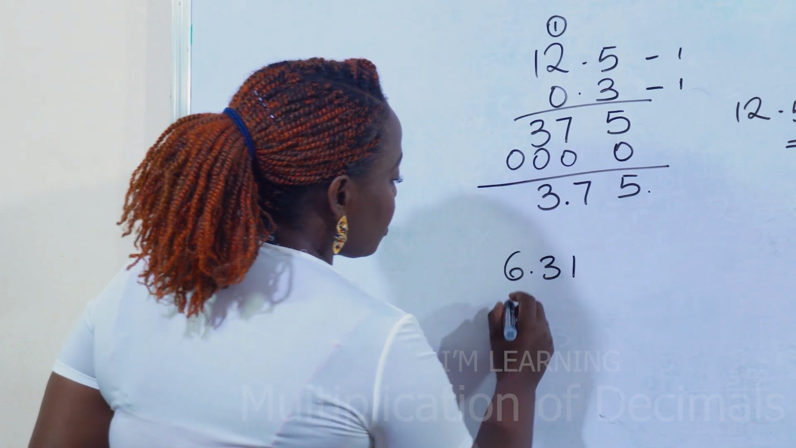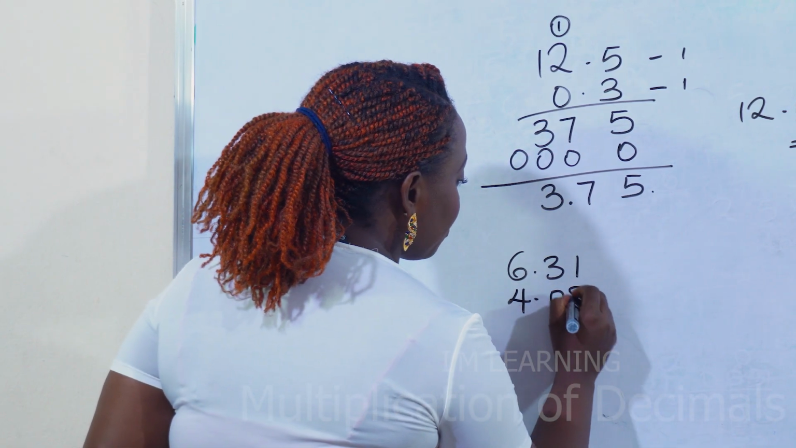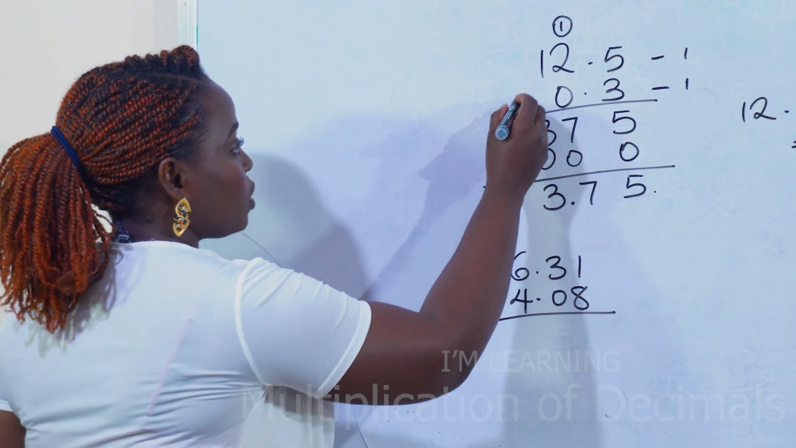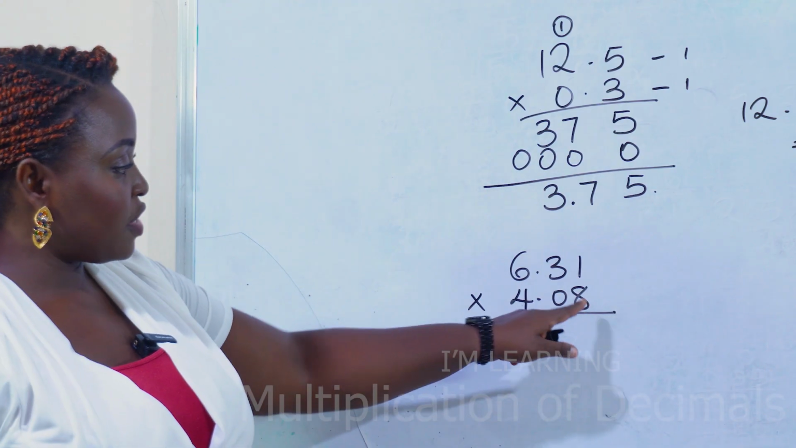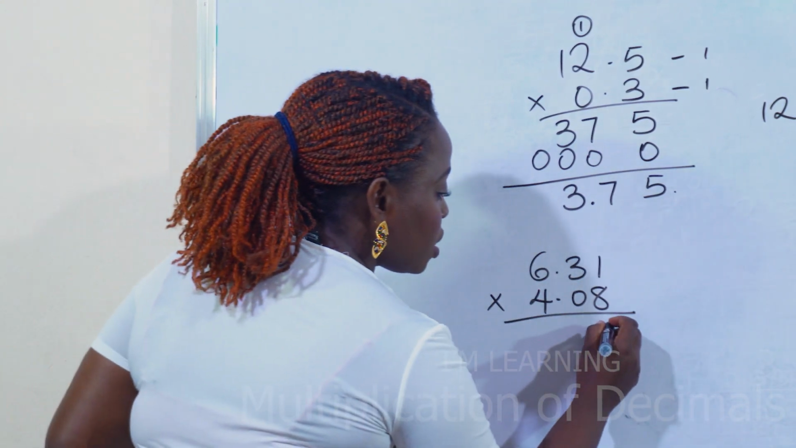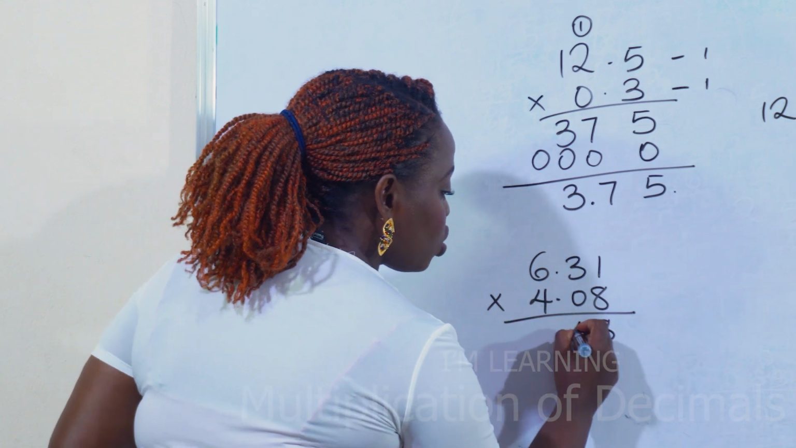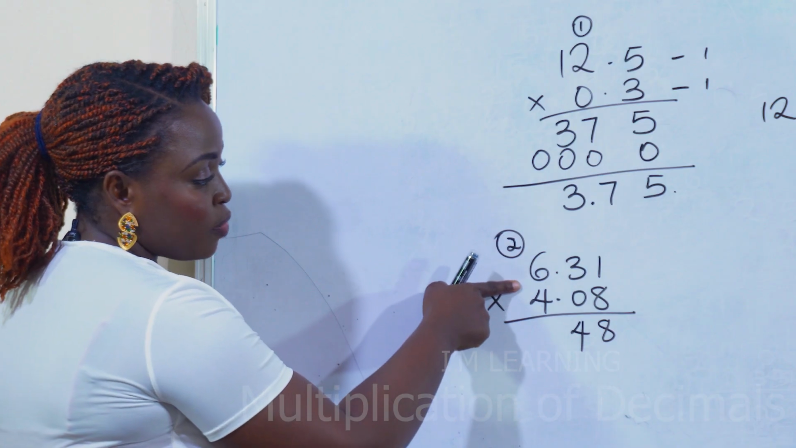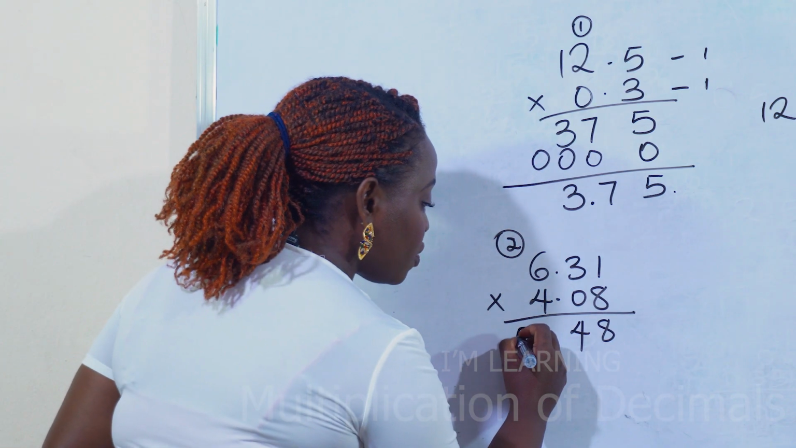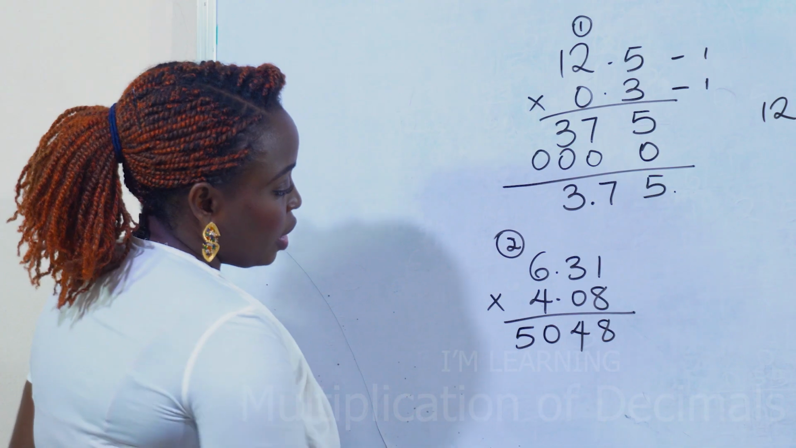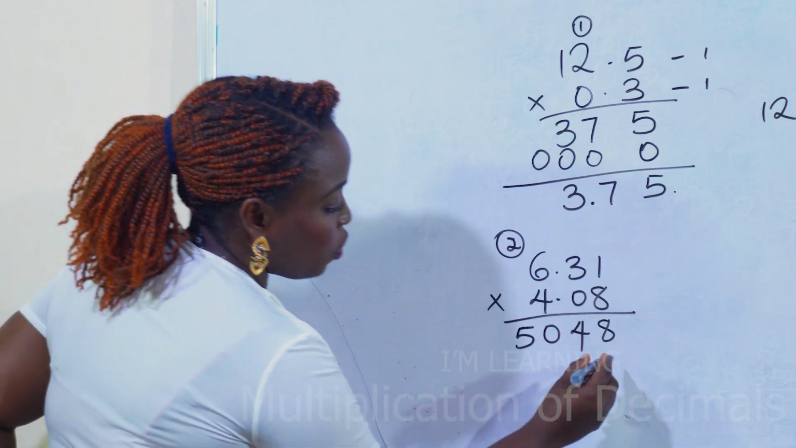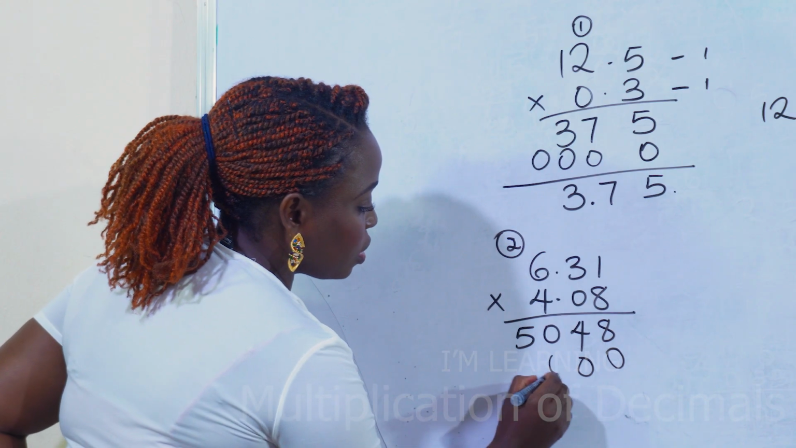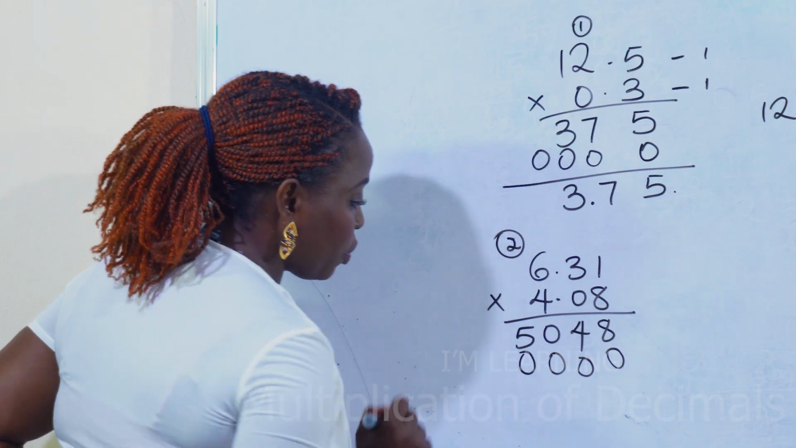6.31 times 4.08. This looks like a very interesting question. We are multiplying. Now we start from here. 8 times 1 is 8. 8 times 3 is 24. 4, I'm going to carry 2. 8 times 6 is 48. Plus 2 is 50. Now let's start with 0. For 0, I'm going to put one placeholder here. 0 times 1 is 0. 0 times 3 is 0. 0 times 6 is 0.